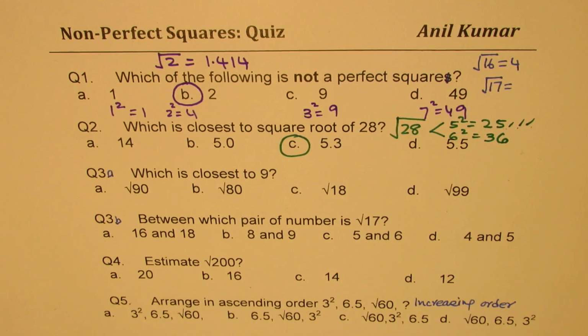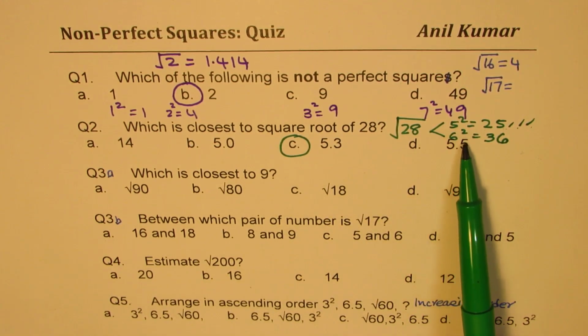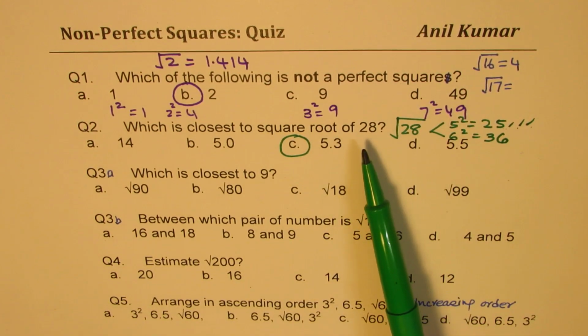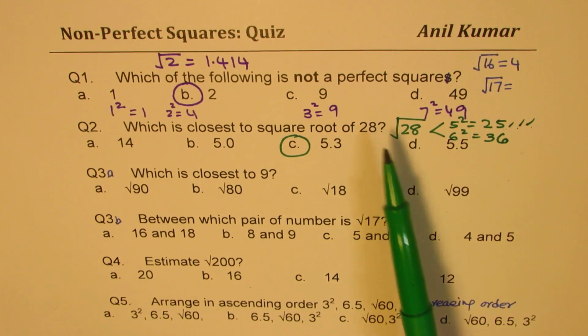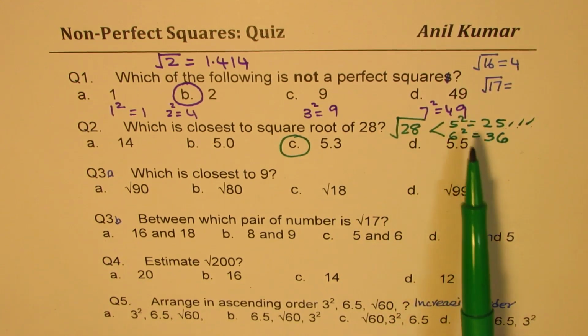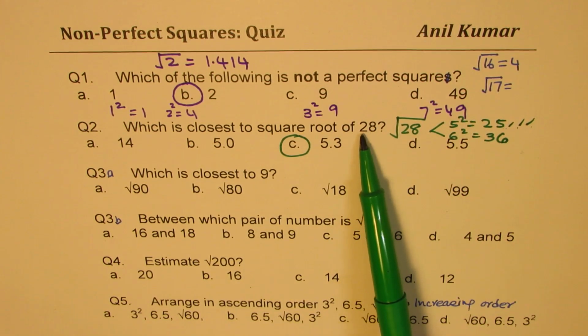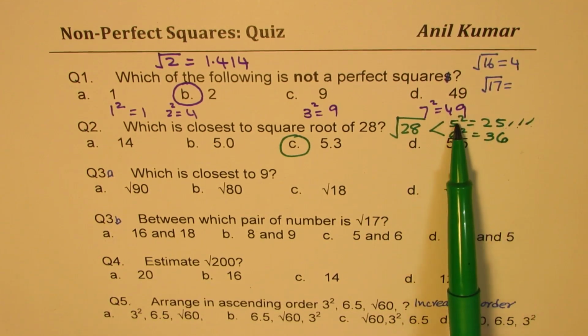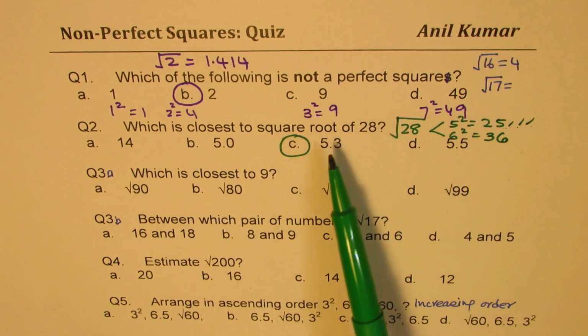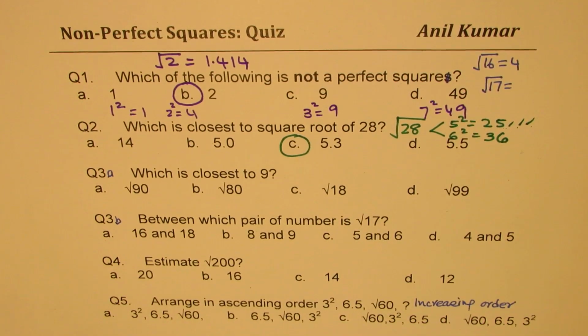So that is how you could actually estimate a number fairly well, which is not a perfect square, but you can estimate. So I hope you understood the method, right? So we are looking for a number whose square is around 28. 5 square is 25, 6 square is 36. So square root of 28 is in between. It is closer to 25. That means 5.3. Do you get it? Okay.